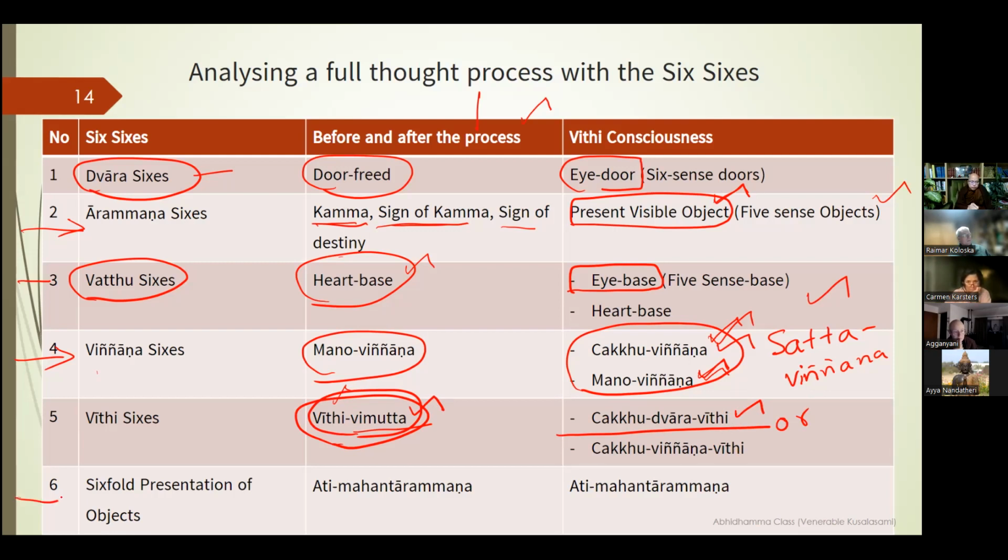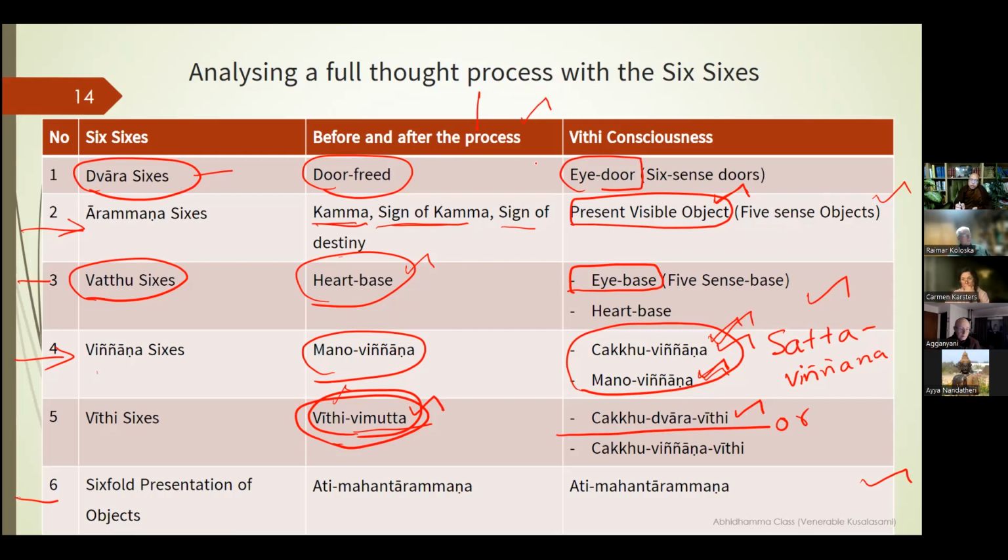Another perspective, the sixfold presentation of objects. The sixfold presentation of object is: Atimahanta, very great object; Mahanta, great object; Paritta, slight object; Atiparitta, very slight object. This is for the Pancadvara Vithi, five sense door consciousness. And Vibhuta and Avibhuta are for the Manodvara Vithi. So altogether six for presentation of object. But here we are talking about the Pancadvara, five sense door Vithi.